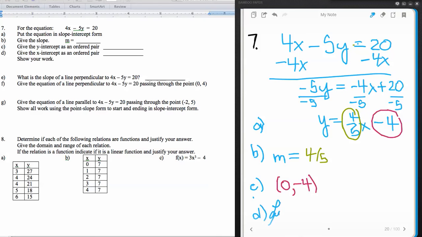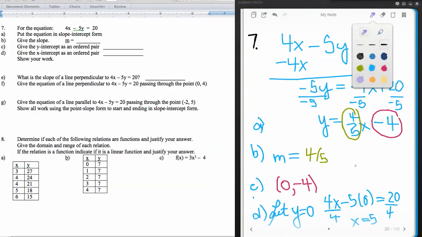And then for part D, it says to give the x-intercept, and we want to show our work. The x-intercept is when we let y equal 0. And so with y equals 0, we're going to do that in the original equation. So we have 4x minus 5 times 0 is equal to 20. And then we'll have 4x is equal to 20. So we'll multiply each side by the reciprocal here and here. And therefore x is equal to 5. And finally, we'll go ahead and write that as an ordered pair, and that will be our answer to D. So x is equal to positive 5, and y is equal to 0.